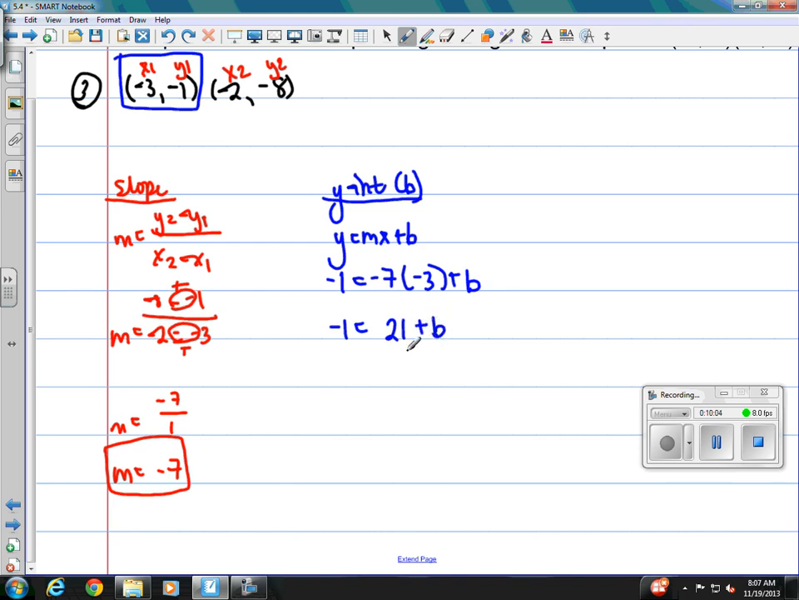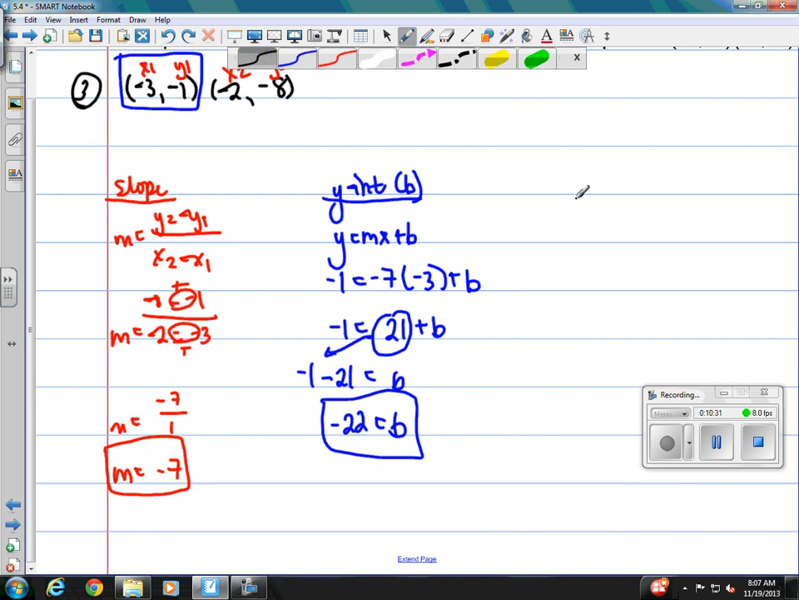Last step to solve for b is a transpose. So I'm going to keep my -1 here on the left and bring my positive 21 over to become a minus 21 equals, and then what's left over here is our b. The -1 minus 21 is a -22 equals b. So we now have our b. We have our m, which is our slope. We have our y-intercept. Now all we have to do is just write our equation.